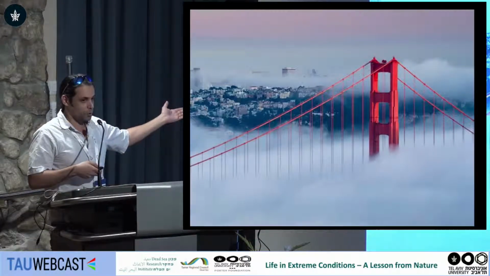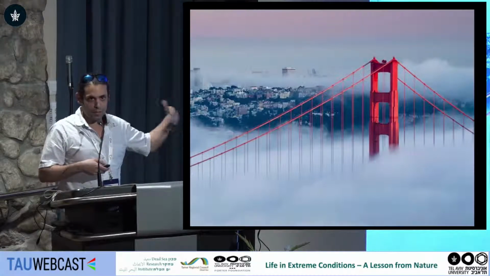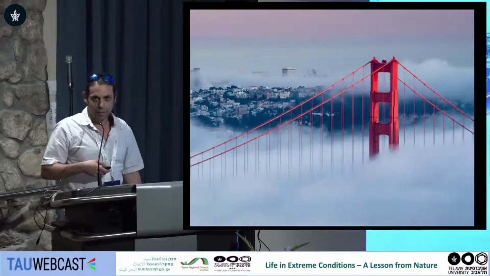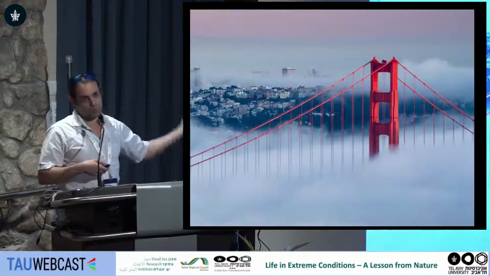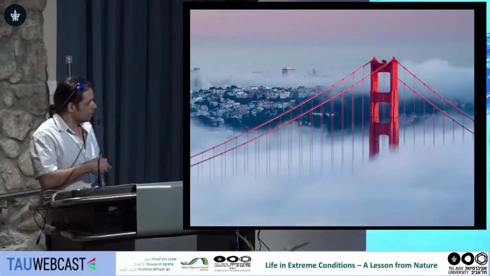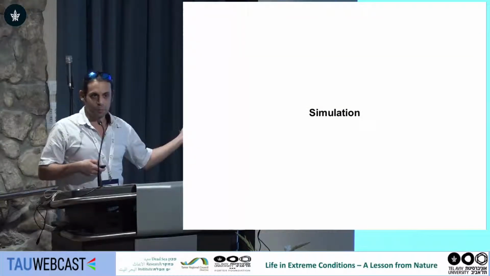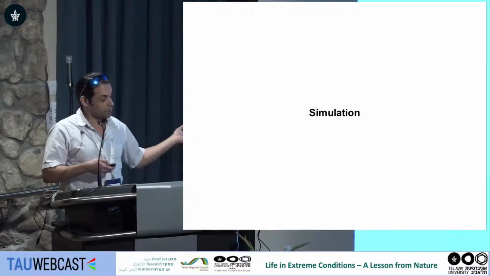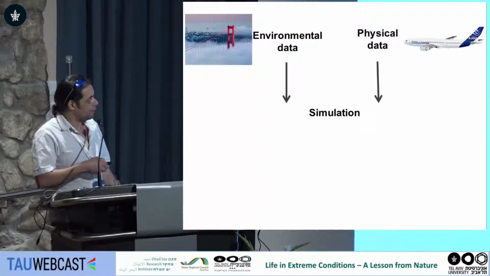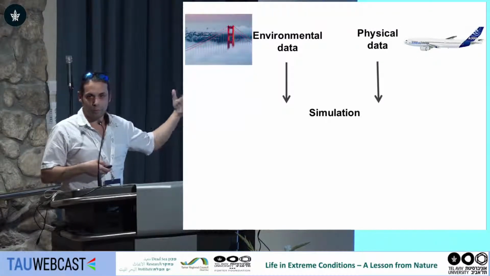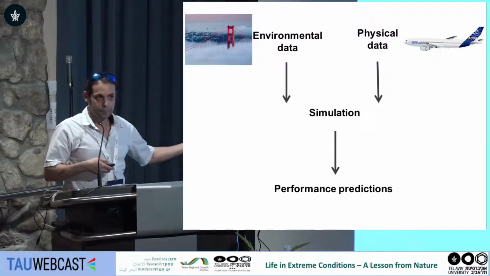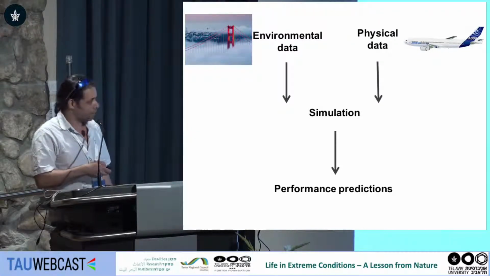For example, everybody who knows San Francisco during the summer knows that there's a constant fog, right? And for me, for example, last year I almost lost my connection because the airplane that was supposed to come from San Francisco didn't arrive because of strong fog. So if you want to simulate how an airplane will perform in different conditions, we can have the environmental data, for example, San Francisco in the summer, and we can have the physical data and everything we know about the performance of the pilot, and we can run a simulation and predict what will be the performance of the airplane in different conditions.